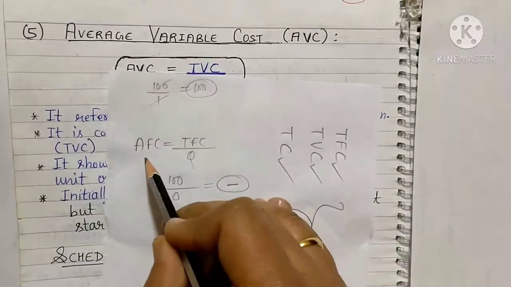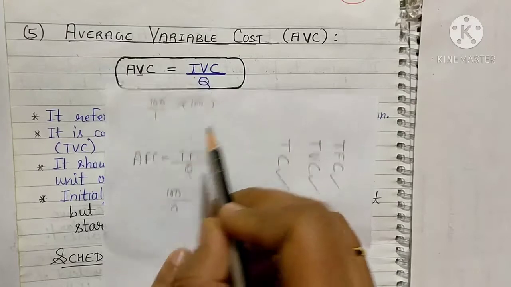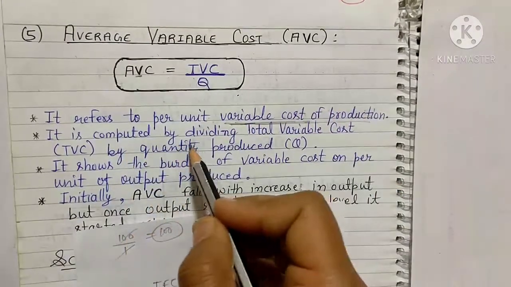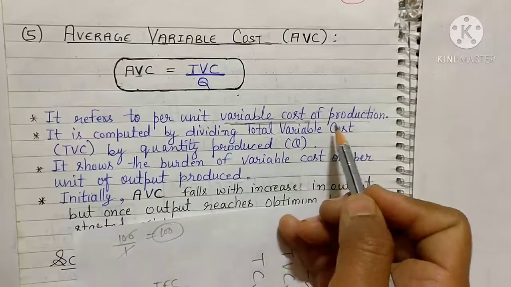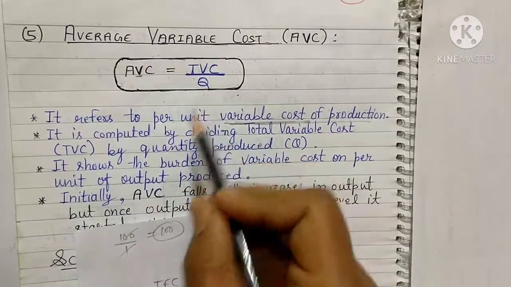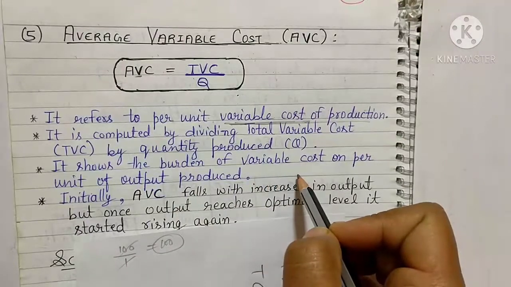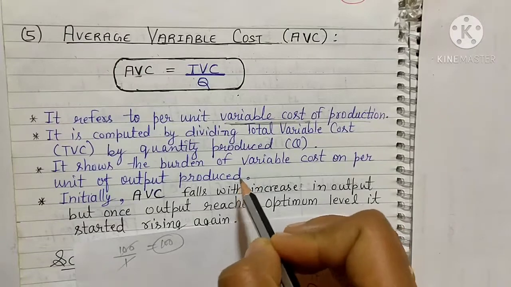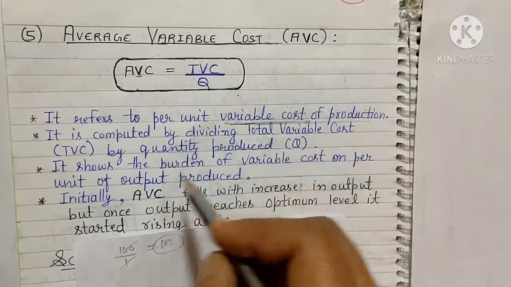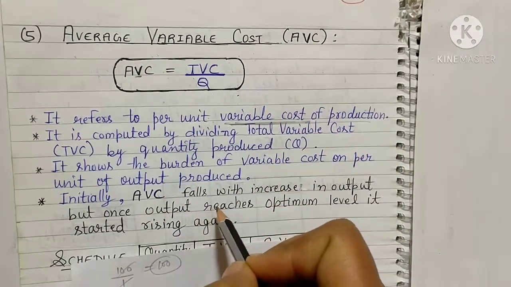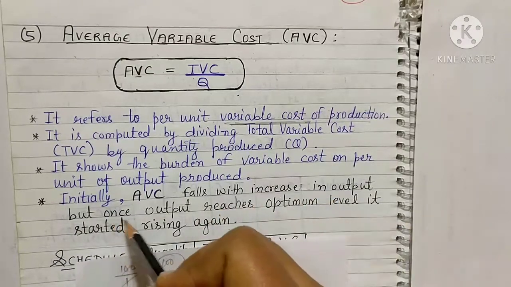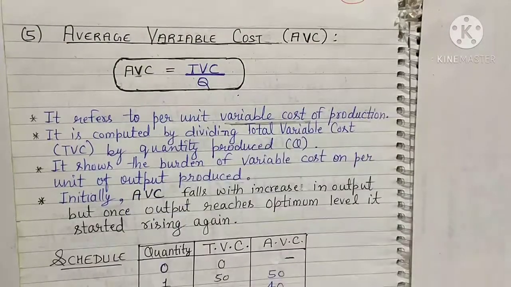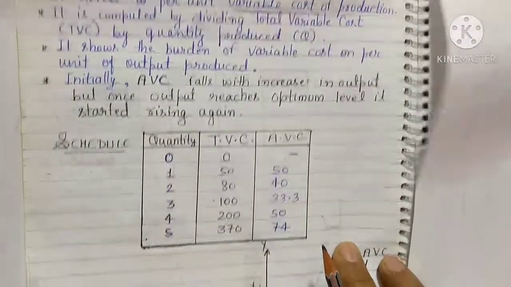What is AFC? Per unit of fixed cost. And AVC is per unit of variable cost of production. So it is computed how? By dividing the total variable cost, TVC, by quantity produced. It shows the burden of variable cost on per unit of output produced. It is the same language we used in AFC. Initially AVC falls with increase in output, but once output reaches the optimum level, it starts rising again. You can see this schedule here.